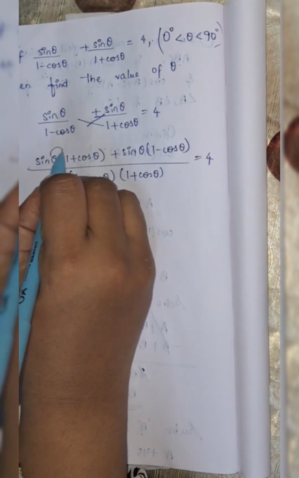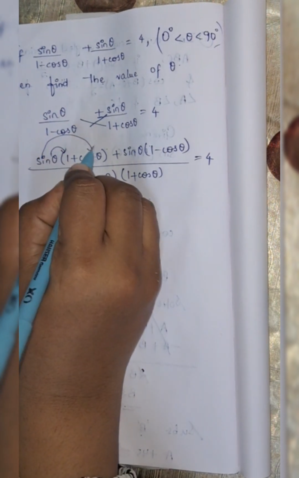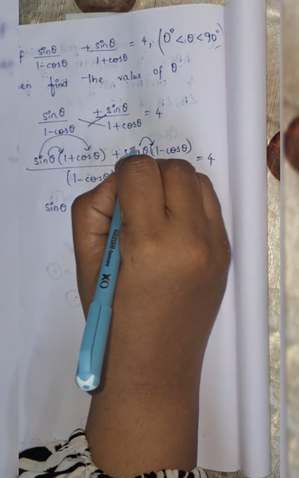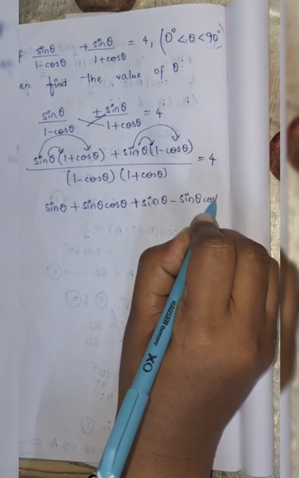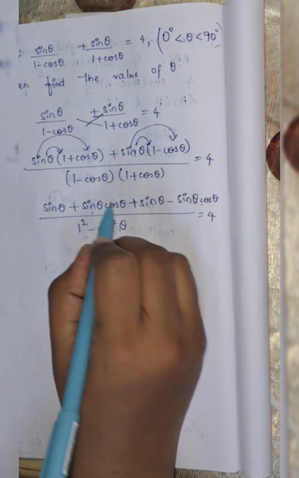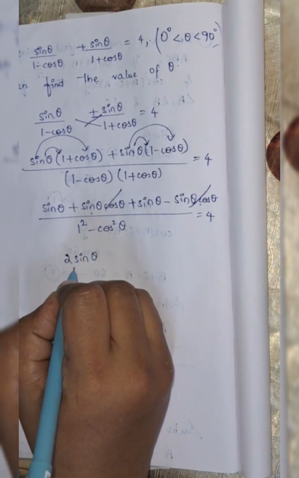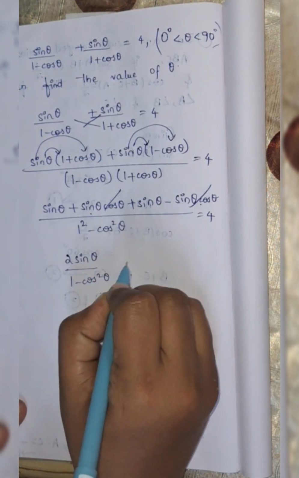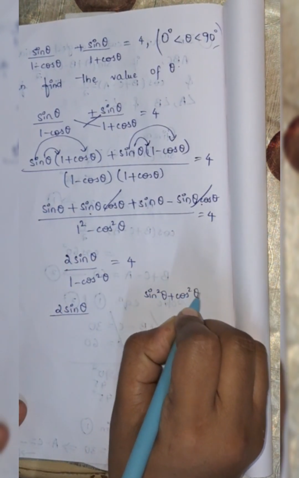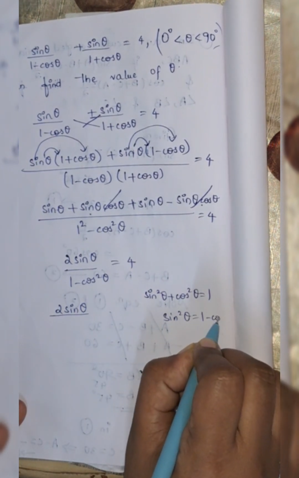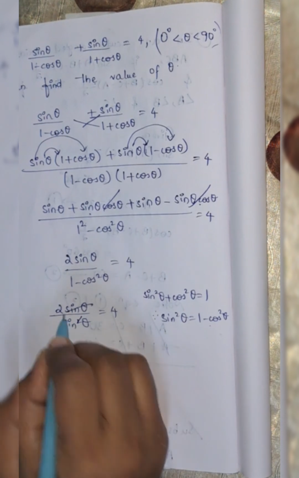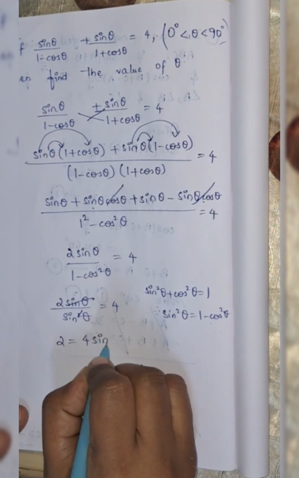Let us multiply everything out. Sin θ into 1, sin θ into cos θ, plus sin θ cos θ, again plus 1 into sin θ minus sin θ cos θ, divided by (a + b)(a - b) which is a² - b², so 1² - cos² θ = 4. The plus and minus terms get cancelled. So sin θ plus sin θ is 2 sin θ. 2 sin θ/(1 - cos² θ) = 4. Now we know the trigonometric identity sin² θ + cos² θ = 1, so sin² θ = 1 - cos² θ. So in place of 1 - cos² θ we can write sin² θ: 2 sin θ/sin² θ = 4. One sin θ will get cancelled, so 2 = 4 sin θ.